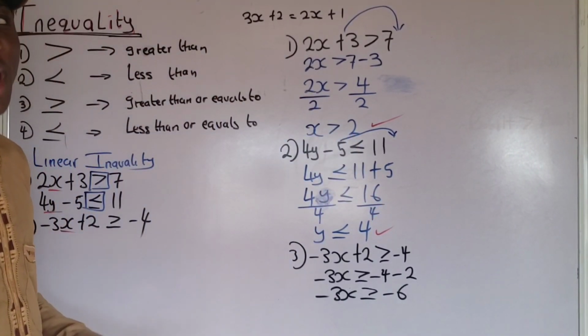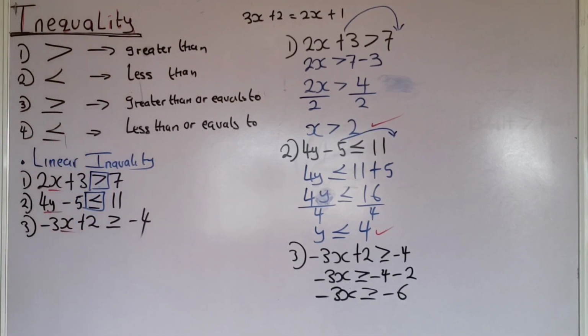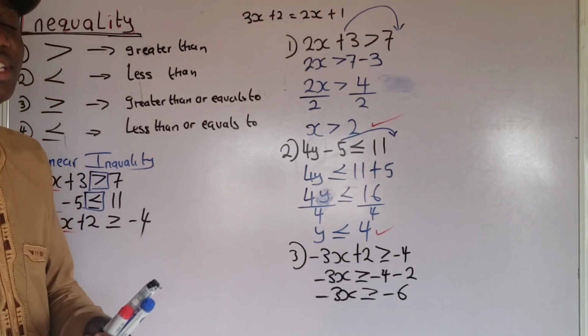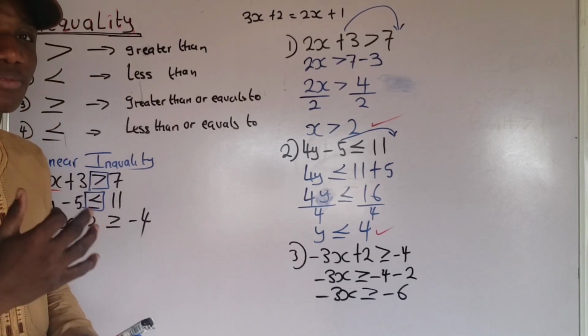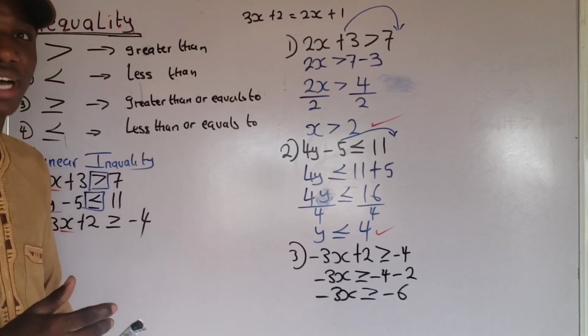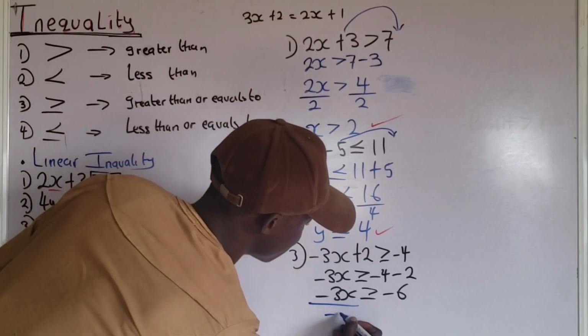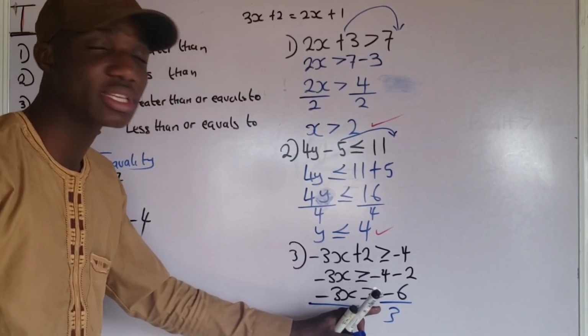Now, I'm going to divide both sides by what? By negative 3. So, if I divide both sides by negative 3, you remember that one of the steps is that if we are dividing by a negative number, the inequality sign needs to be reversed. Are you paying attention? If we are dividing by a negative number, the inequality sign needs to be reversed. So, I'm going to divide this by negative 3 and this by negative 3, and because I'm dividing by negative 3, the inequality sign needs to be reversed.